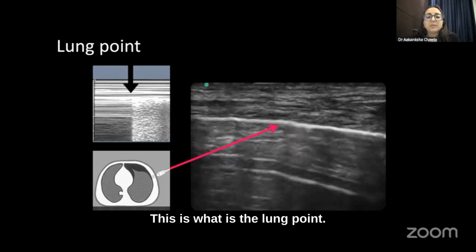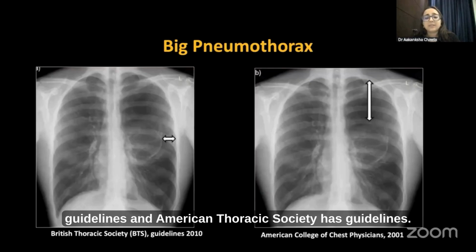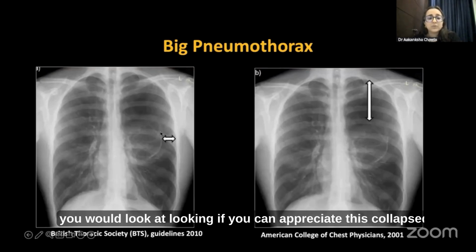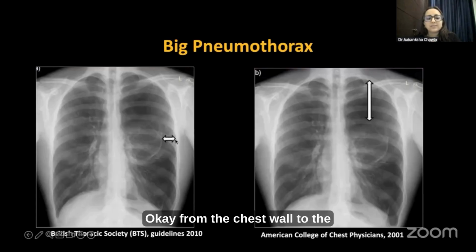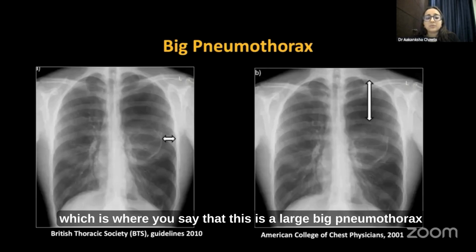This is what is the lung point. Now, what is a big pneumothorax? The British Thoracic Society has guidelines and the American Thoracic Society has guidelines. So when you look at this, if you can appreciate this collapsed lung, you measure this distance from the chest wall to the area of this collapsed lung. This should be more than 2 centimeters as per the BTS, which is where you say that this is a large, big pneumothorax.